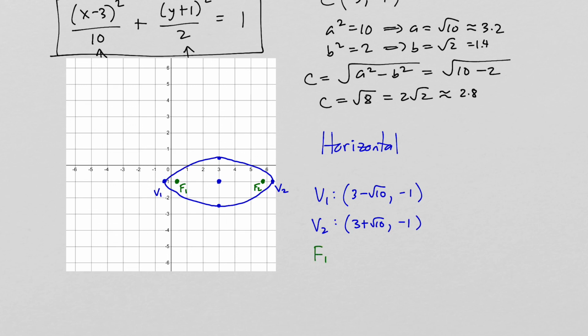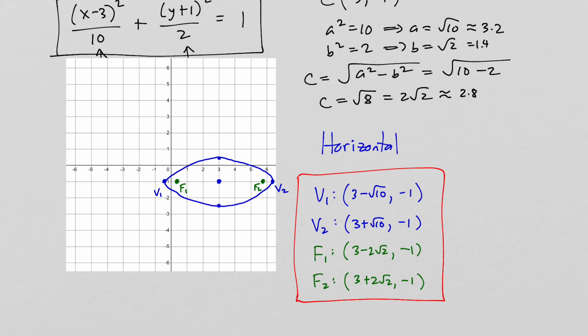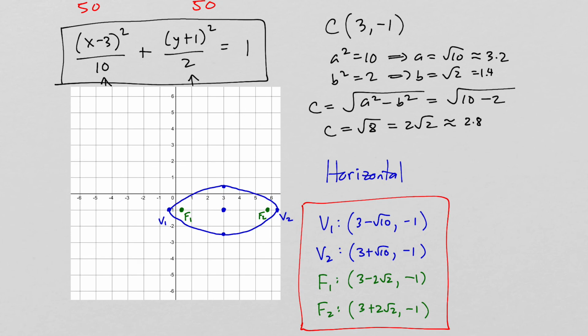And then for the foci, you do the same thing. So for the first focus here, we start at x equals 3, and we go 2 radical 2 units to the left. So that would be 3 minus 2 radical 2. Y-coordinate is still negative 1. And for the other focus here, we start at the center, which again is at 3, and we add 2 radical 2, and then the y-coordinate is still negative 1. So these are the precise coordinates for your vertices and for your foci. However, when it comes to graphing the ellipse, you don't really need the precise values. What you need is a decimal approximation because that's much easier to graph.